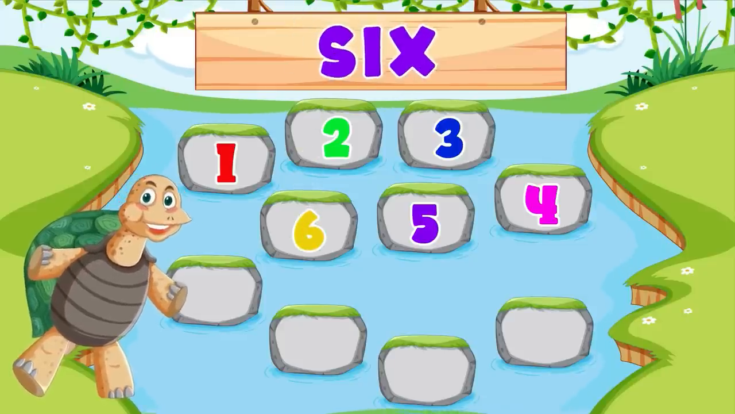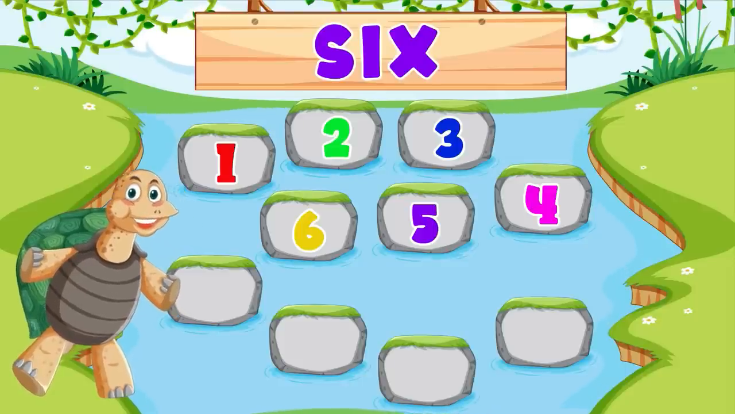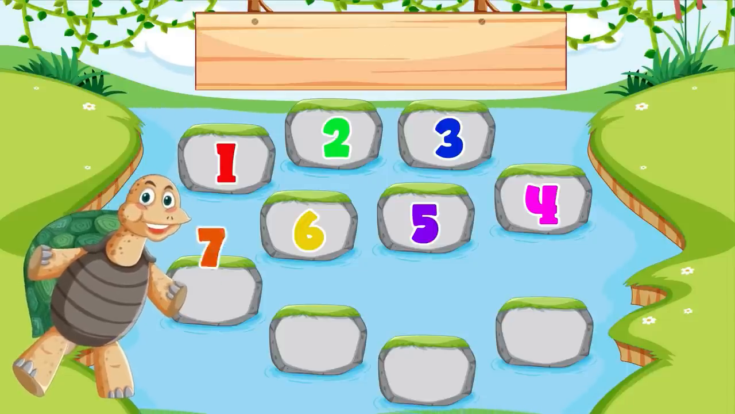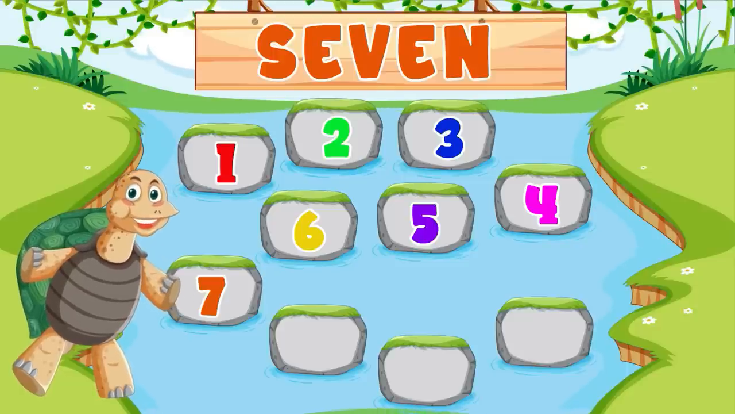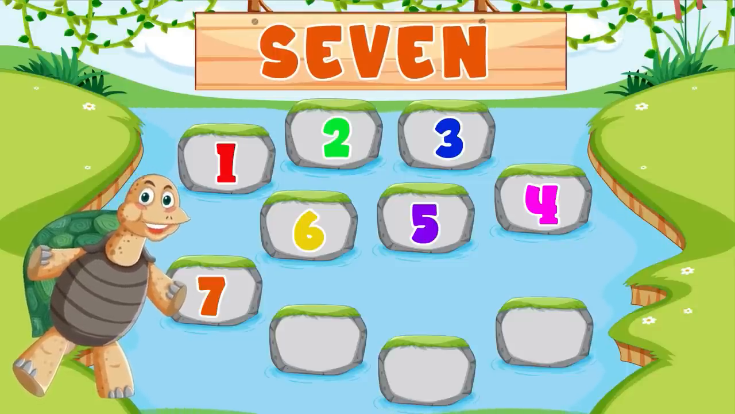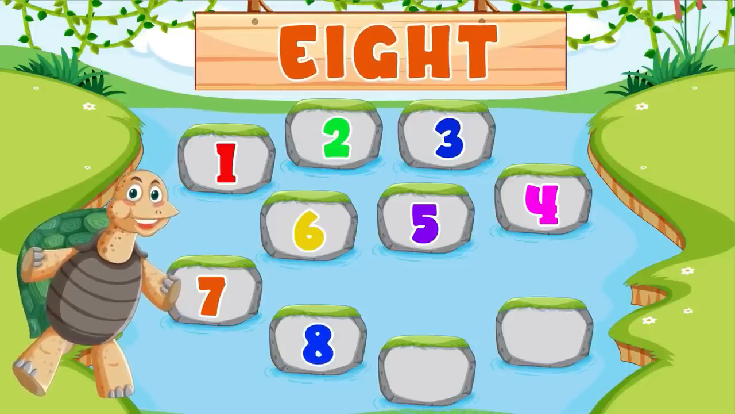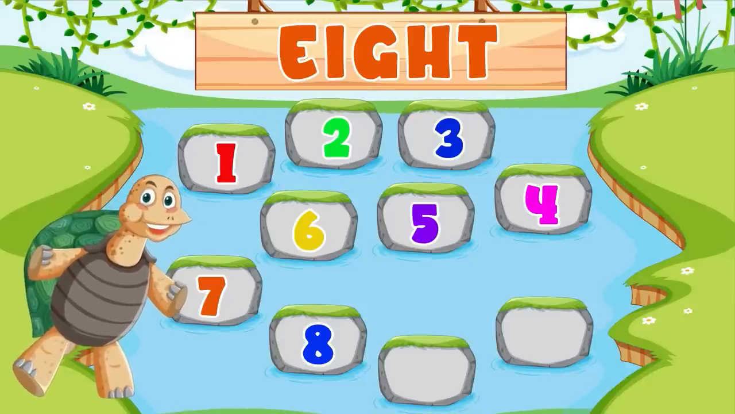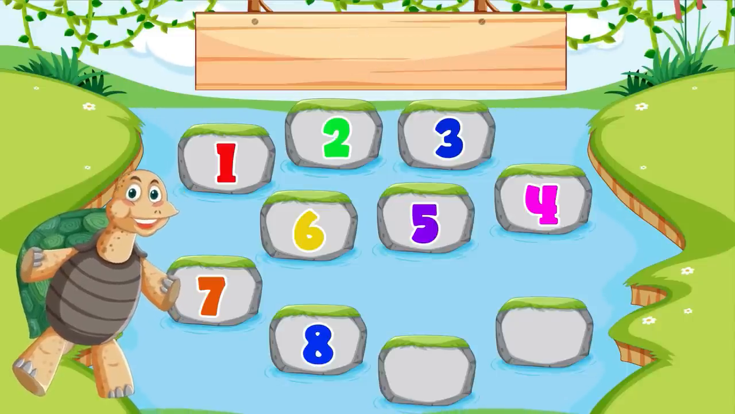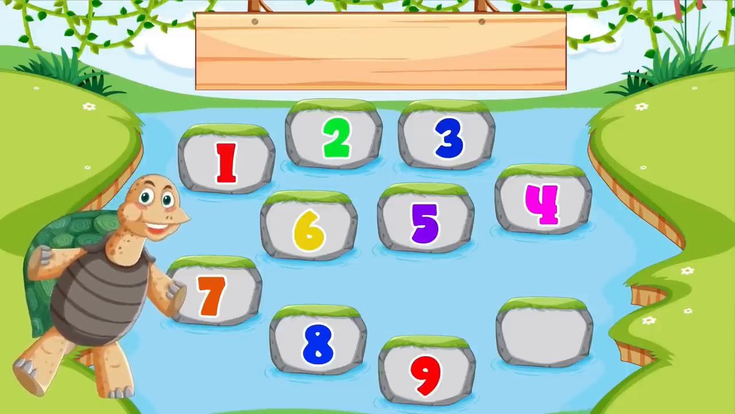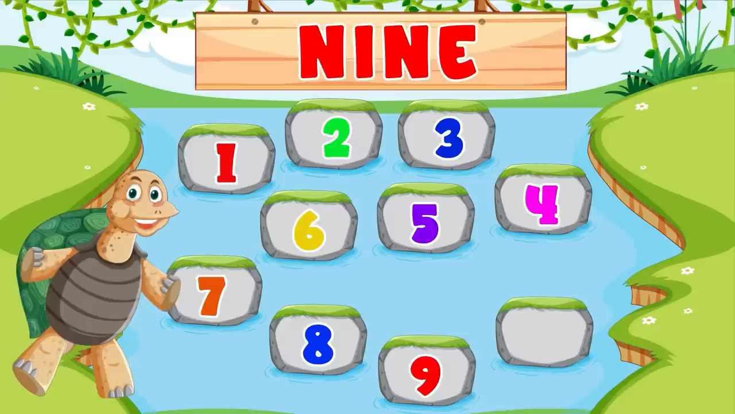Six. S-I-X. Six. Seven. S-E-V-E-N. Seven. Eight. E-I-G-H-T. Eight. Nine. N-I-N-E. Nine.